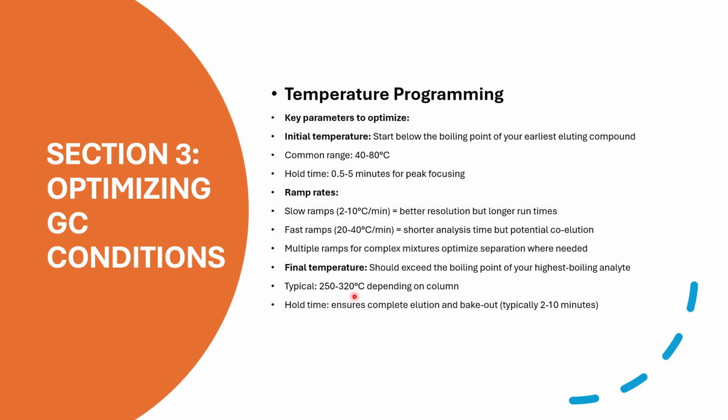Then coming to final temperature, it should exceed the boiling point of your highest boiling analyte. Typically it ranges from 250 to 320 degrees Celsius depending on your column. So the hold time ensures complete elution and bakeout. Typically, you have to keep it for 2 to 10 minutes.